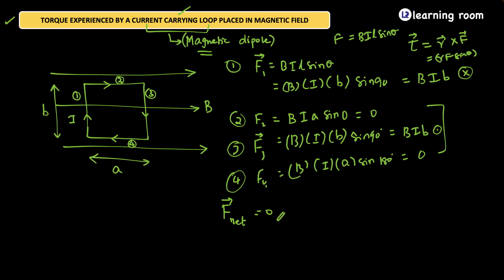So what is each finger doing? This finger is applying a force in this direction. The thumb is applying a force in this direction. So the net force is 0, but still there is a torque acting on the system. These kinds of forces, where they have equal magnitude and opposite direction, are called a couple, C-O-U-P-L-E.